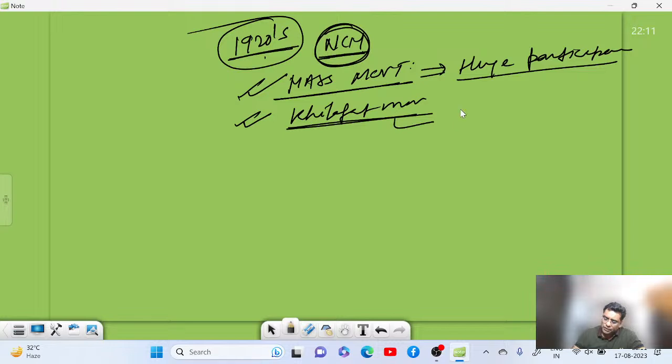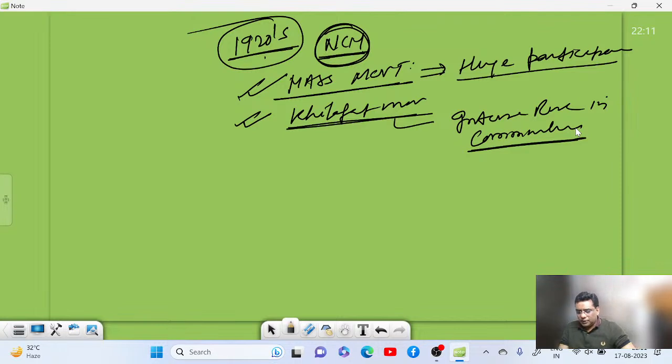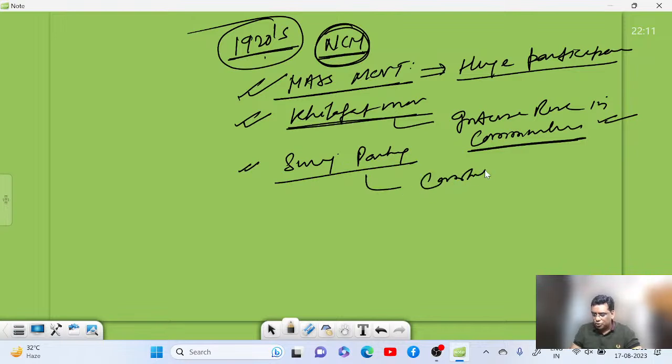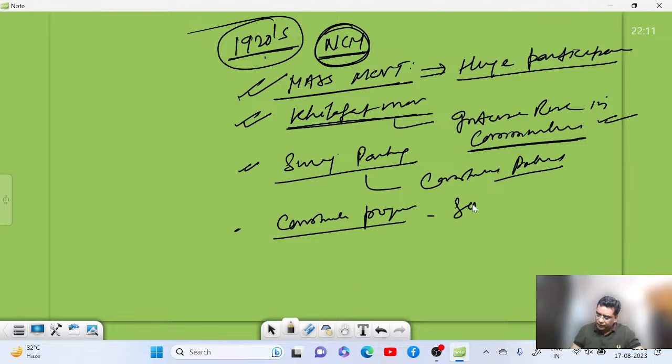Therefore, there was an intense rise in communalism. Then came the beginning of the Swaraj Party, which again adopted the method of constitutional politics. And then the constructive program of Gandhi, which gave the idea of self-reliance.